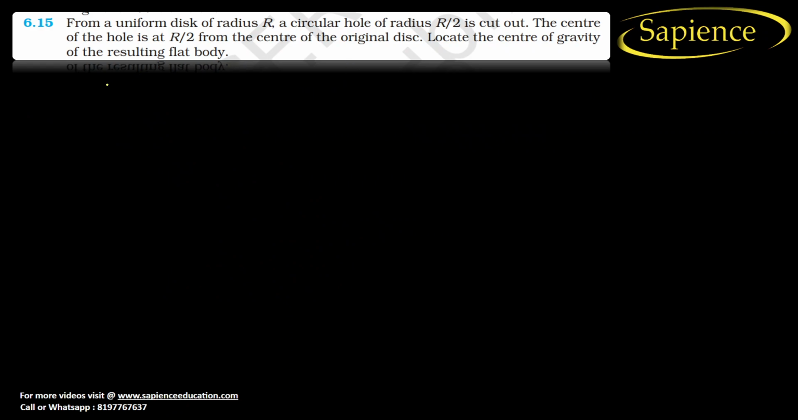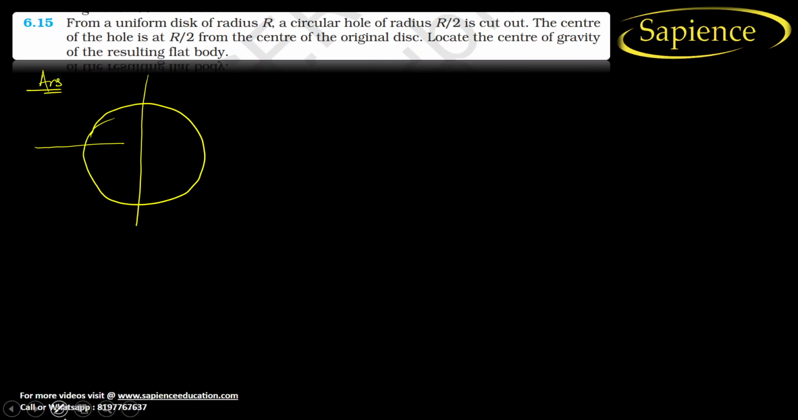Now this is question 6.15. It is given that from a uniform disk of radius r, a circular hole of radius r by 2 is cut out. So let us make a disk of radius r. Let us consider this is the disk, and it has radius r, and a circular hole of r by 2 is cut out.